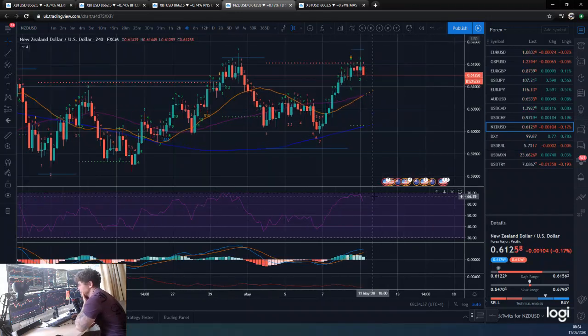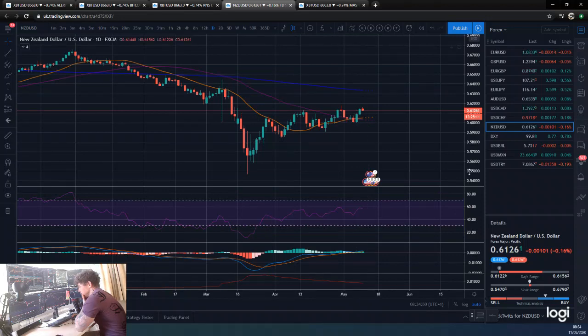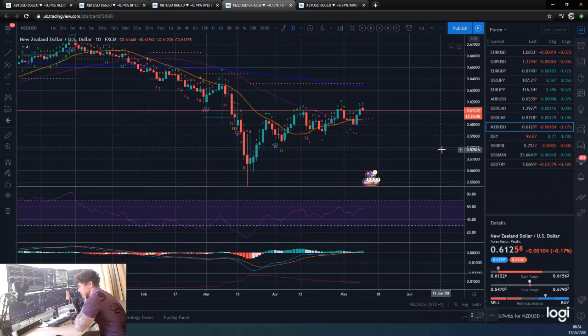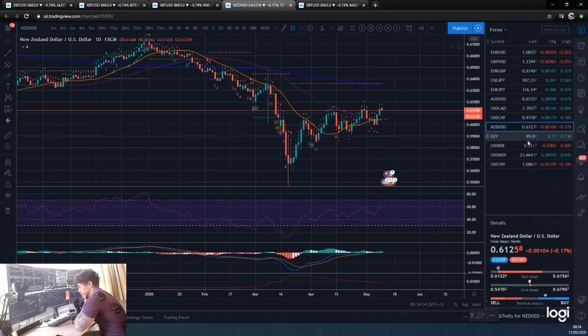Sorry, looking at the 4 hour here first. MACD looks like it's coming down. RSI looks like it's coming down. This could be a good sell trade. Definite move back down at least to the moving averages. Now we'll look at the daily. I meant to look at the daily first, so sorry about that. Pretty much looking like a bear flag here.